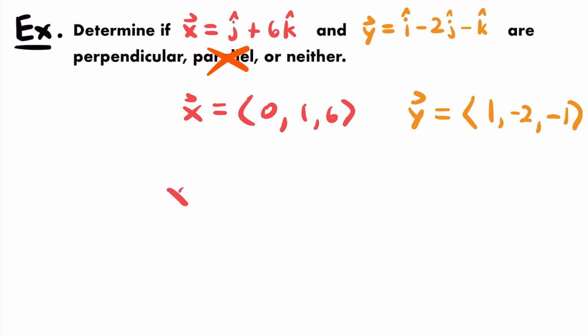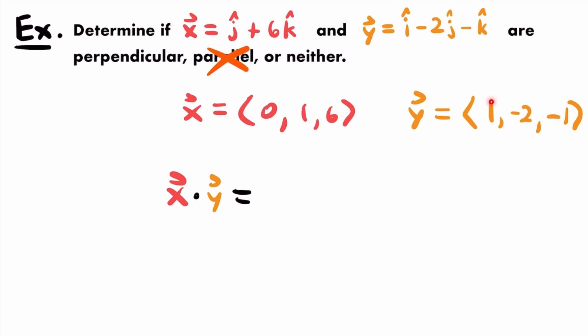We're going to find the dot product of vector x and vector y, and if it's equal to 0, then we can determine that they are perpendicular. Now, if it's a value other than 0, then they won't be perpendicular, and so our answer is going to be neither, that these two vectors are not perpendicular and they're not parallel. So let's see what happens here. Let's see what we get.